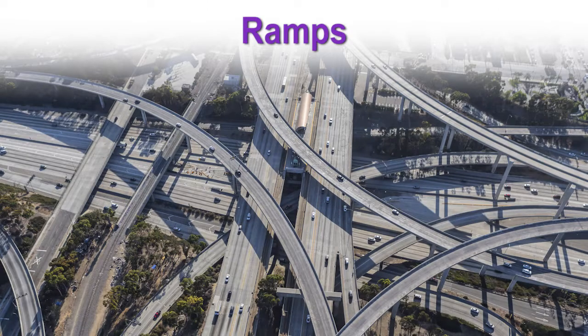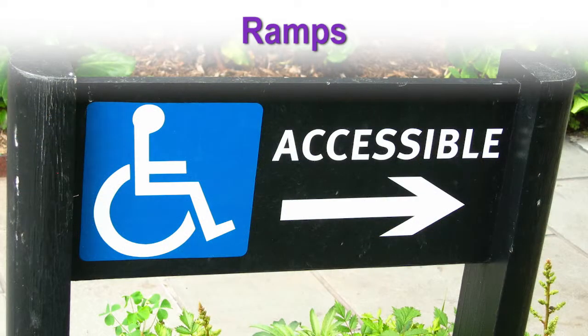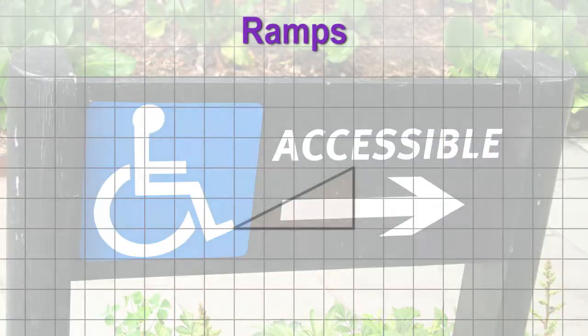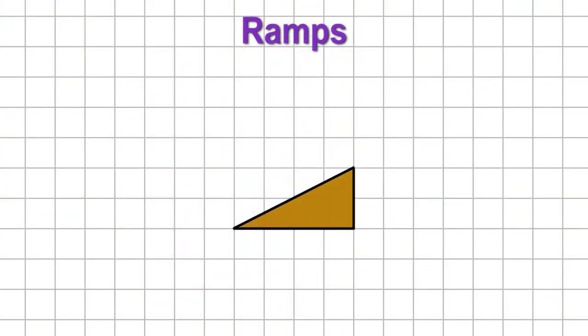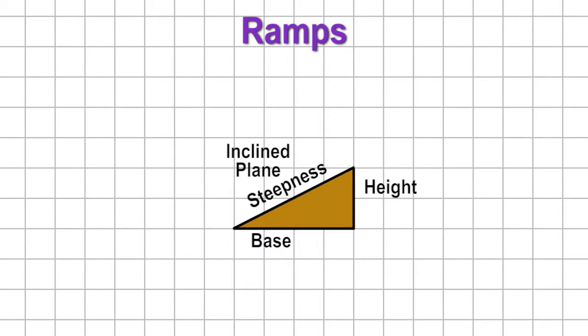We see them when exiting or entering the freeway. We see handicap ramps outside buildings for individuals in wheelchairs. What makes a ramp or parts of one? They have a base, a height, and an inclined plane. Which part of the ramp has steepness? The inclined plane of the ramp has steepness, like a hill or stairs.